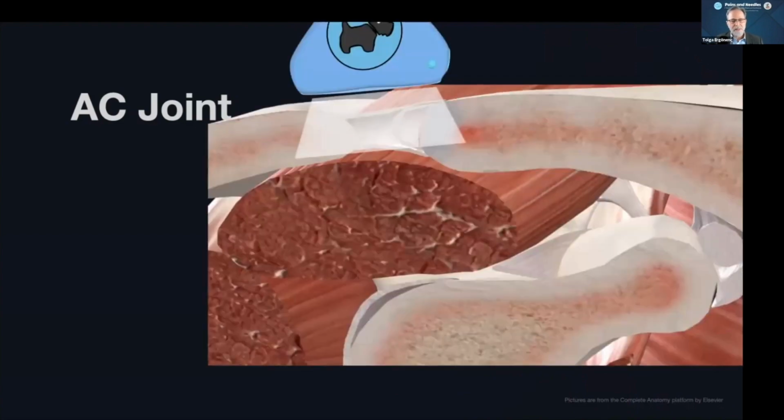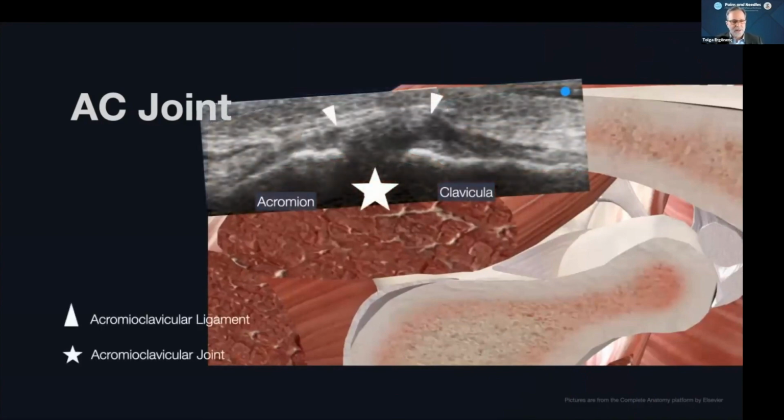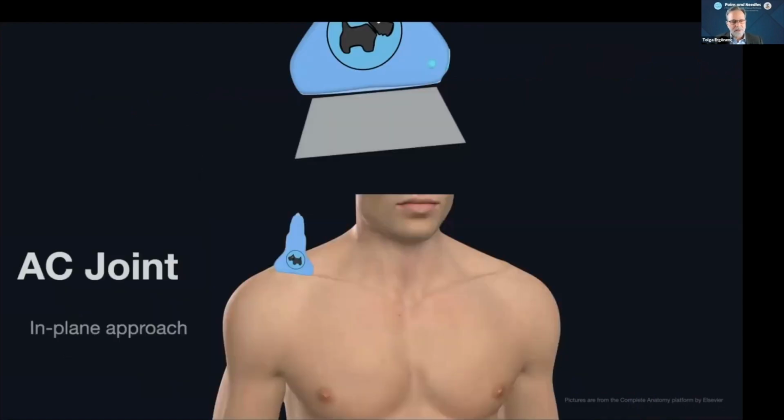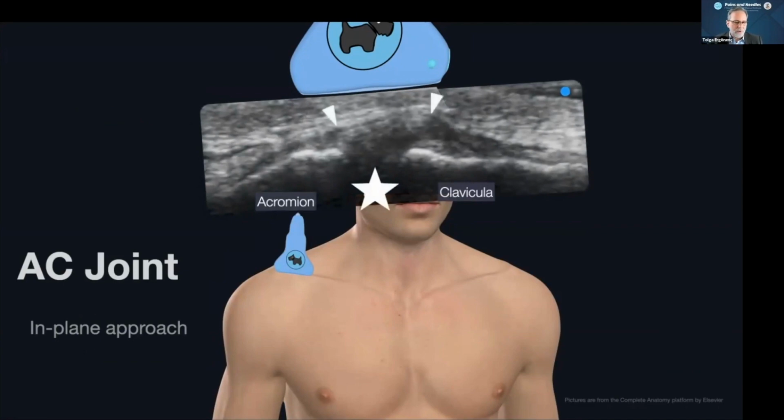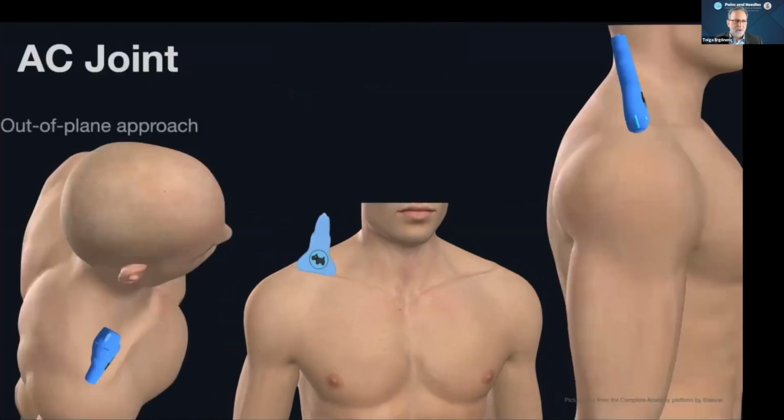And you can see this sonogram. This is the AC joint. You can see the acromion, the clavicle, and the acromioclavicular ligament. AC joint injections can be performed with an in-plane approach like this. Or you can perform the AC joint injection with an out-of-plane approach.